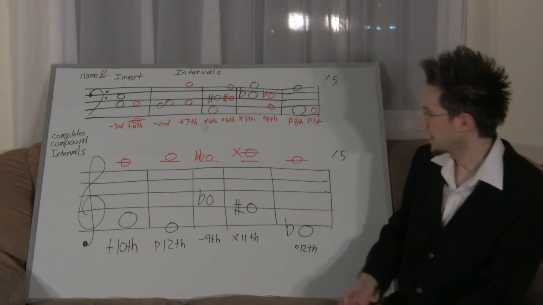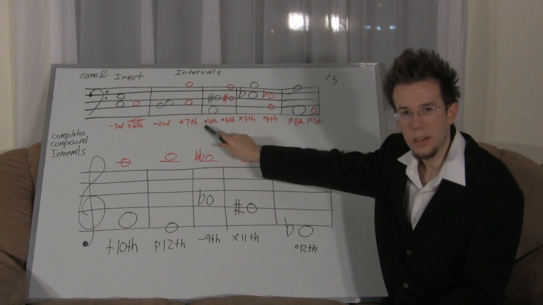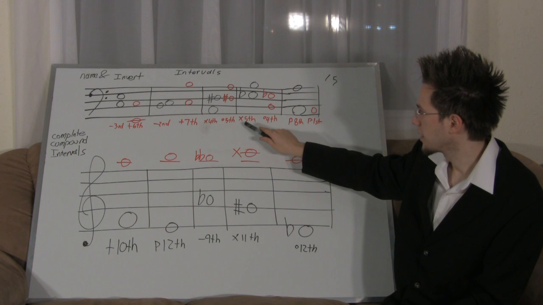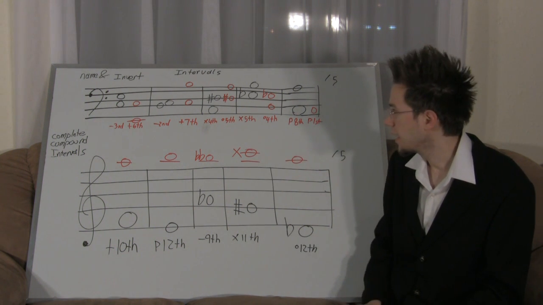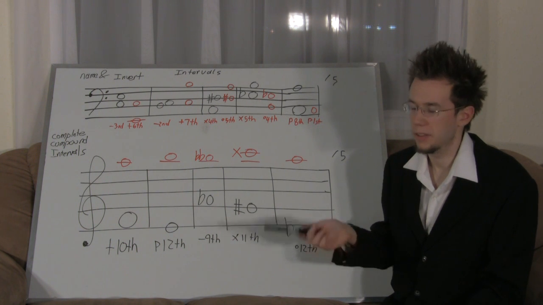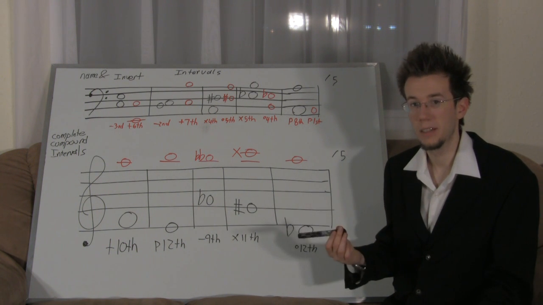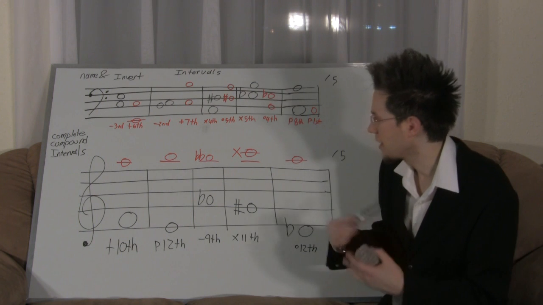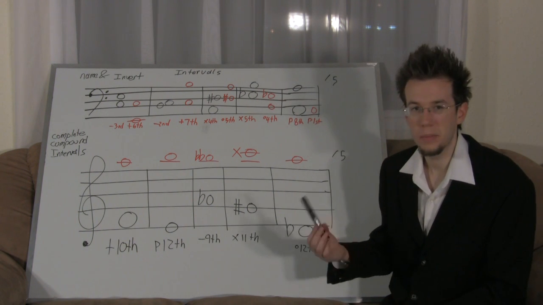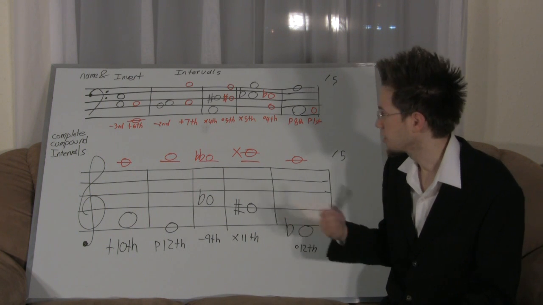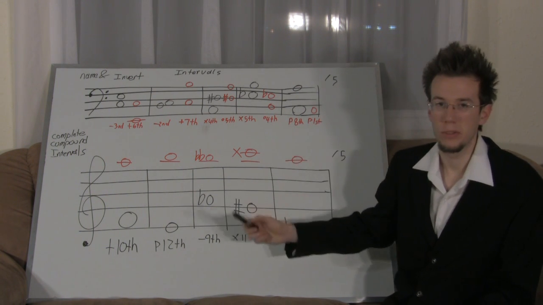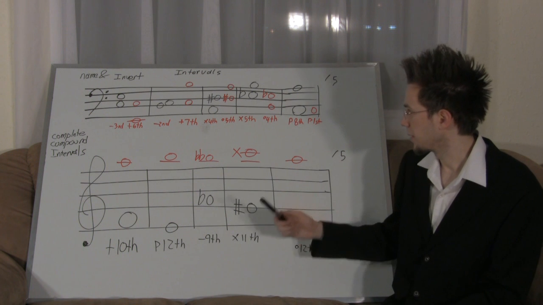So what you're noticing is that anything that's augmented is now diminished. If it's a perfect, it's going to stay. If it's major, when you flip it around, it's going to be minor. It's always going back and forth. So it's minor to major, major to minor, diminished to augmented, augmented to diminished. So it's always flipping back and forth whenever you do an inversion. Okay, and also the number.